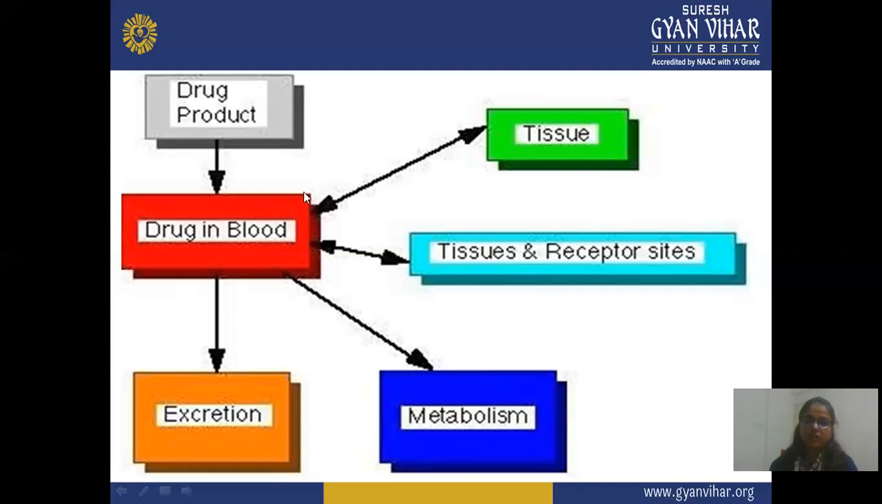After administration, the drug goes into your blood, and then it is excreted. While the drug is in your blood, it has three parameters. In the tissue and receptor side, these two are reversible processes, and one is metabolism, meaning after the drug is in the blood, metabolism also takes place. This is an irreversible process.